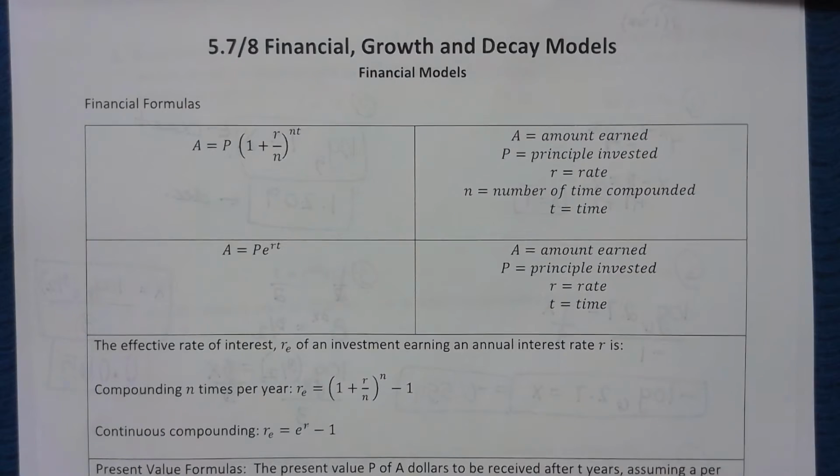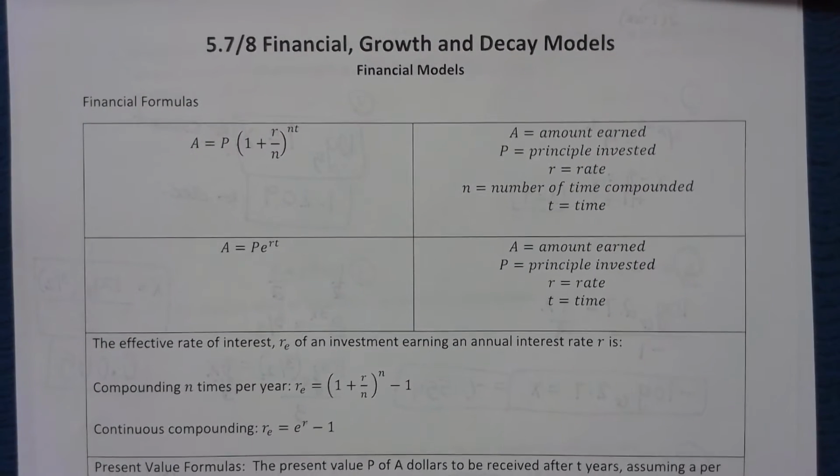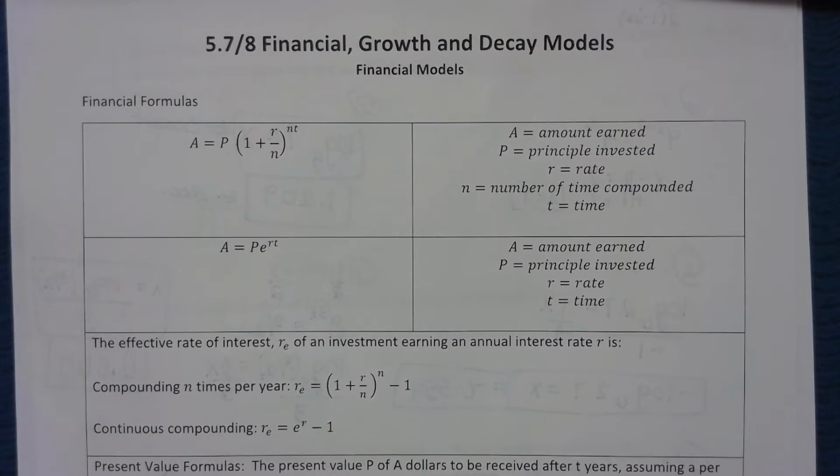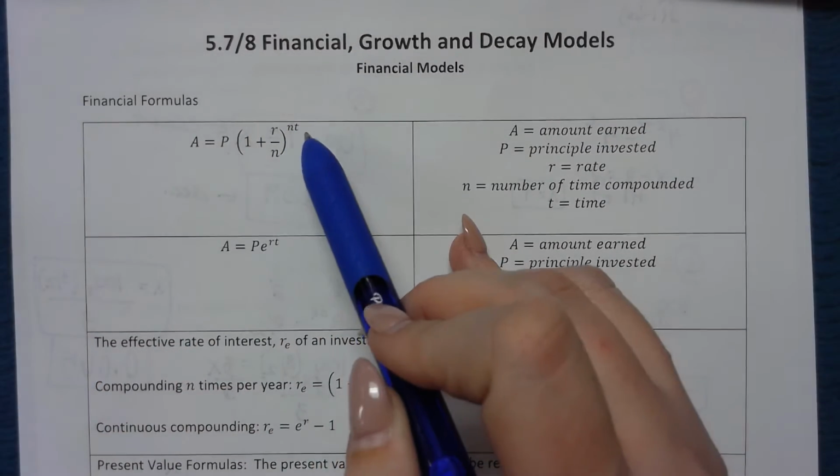Now, N is the number of times it's compounded. So if it's compounded quarterly, that would be 4 times a year. If it's compounded daily, that would be 365 times a year. If it's compounded twice a year, then that would be 2. Okay, T is then the number of years.